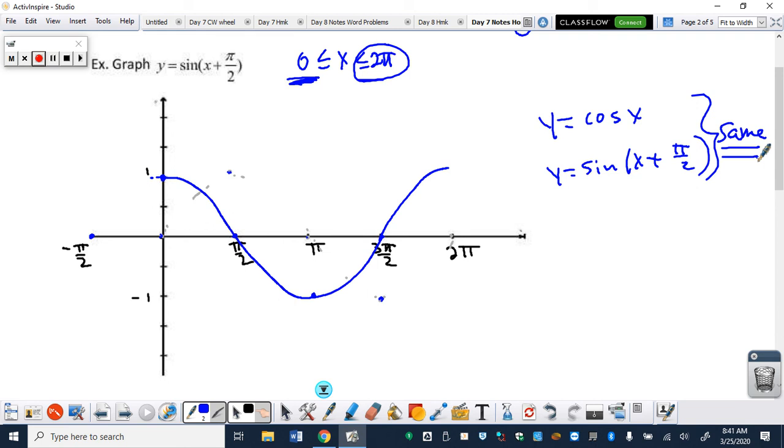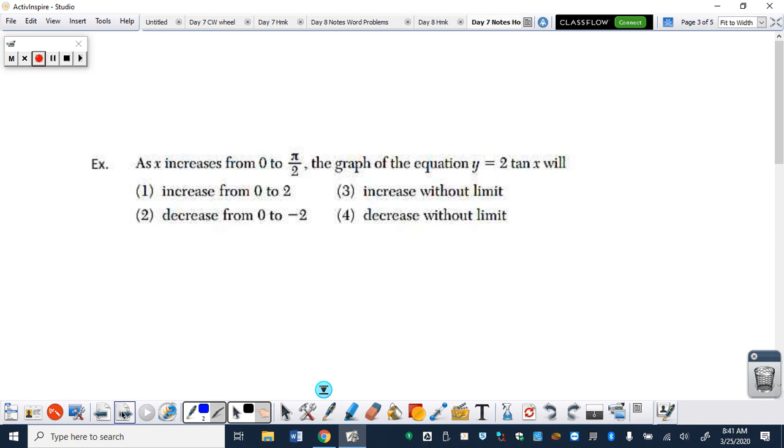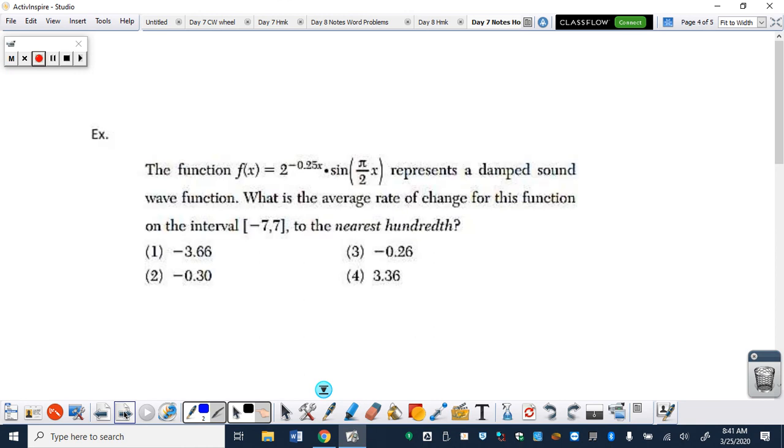All right, we're going to skip a couple of questions. We're going to skip tangent, we're going to skip that page, and we're going to go to this page, Roman numeral number 4, where we're asking you to solve real-world problems with trig.